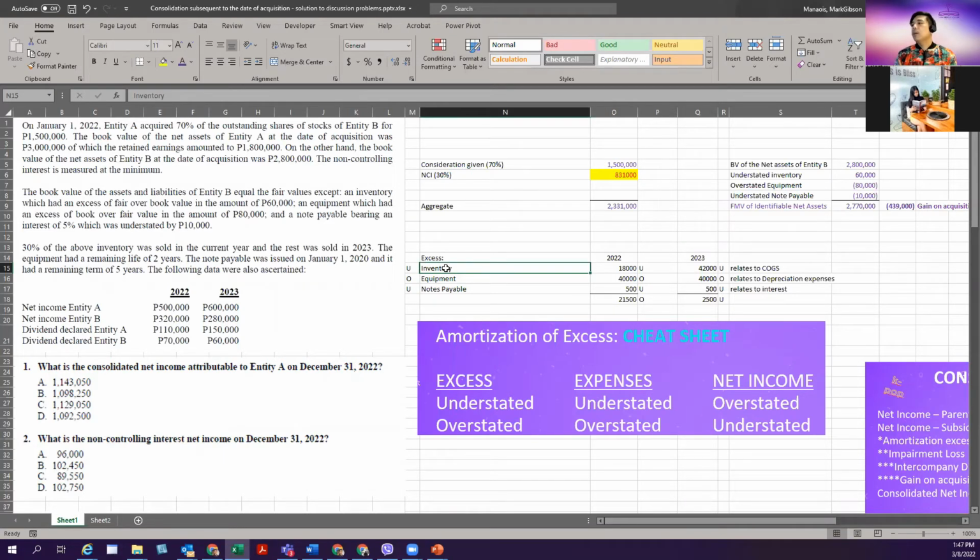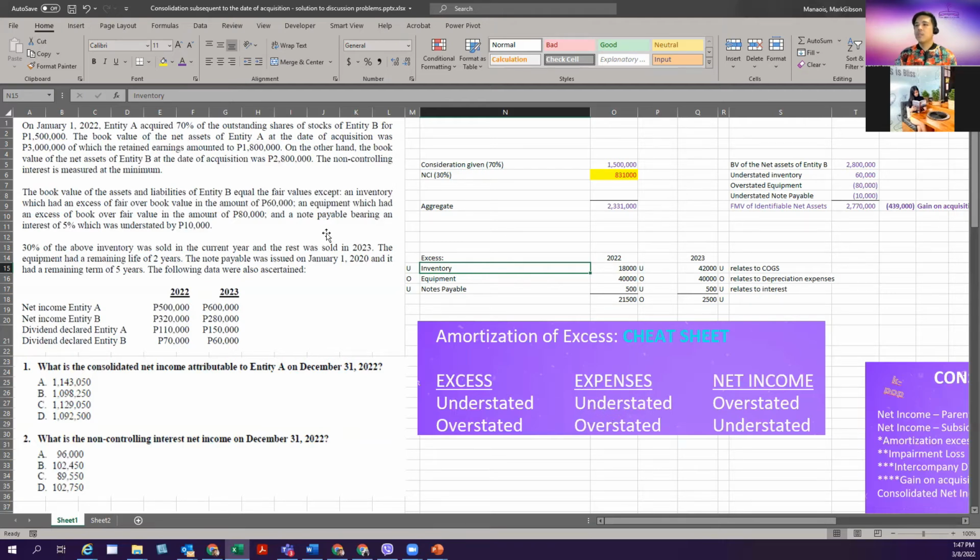Ngayon, kung may understatement sa value of the inventory, paano yung allocation? So sabi natin, ang understatement in the inventory will impact your cost of sales. So kung may impact sa cost of sales, may impact sa total net income. Ano ngayon yung impact ng understatement ng asset and liabilities sa expenses? So sabi natin, kung understated yan, ang expenses mo is understated din.